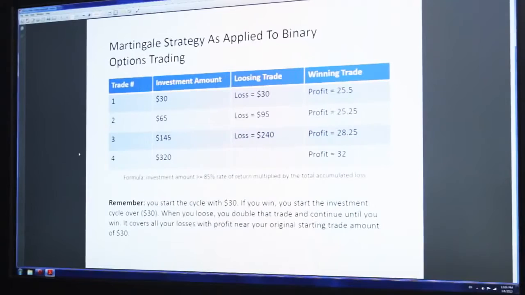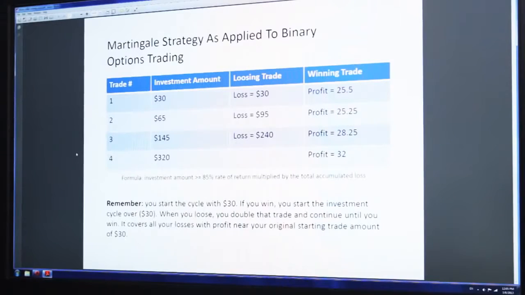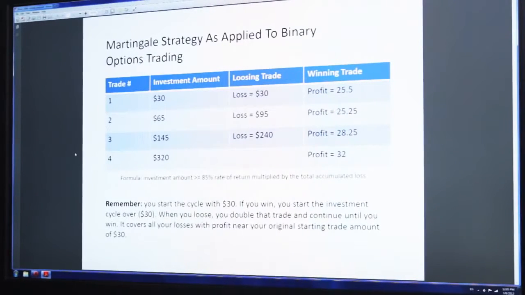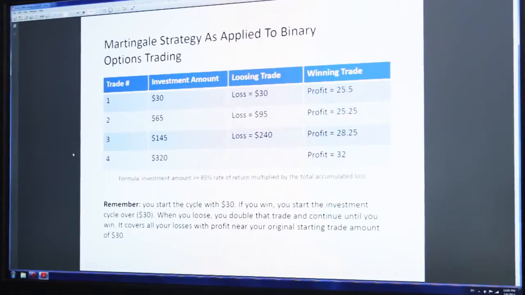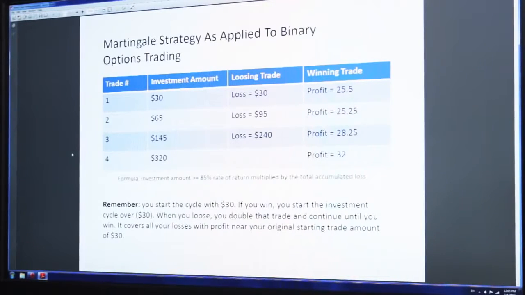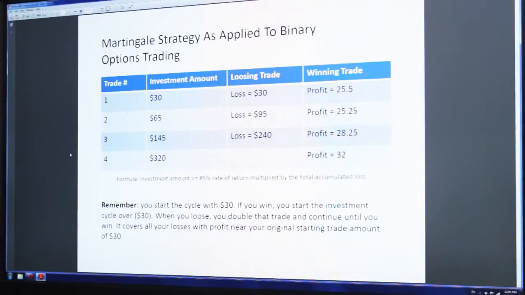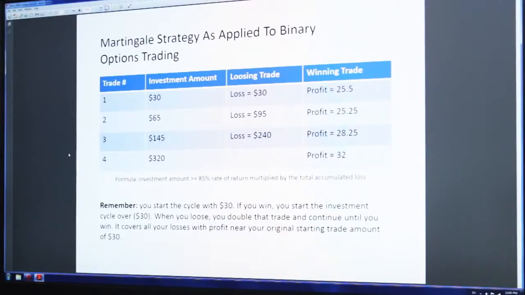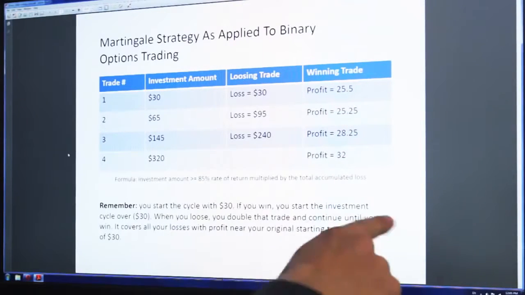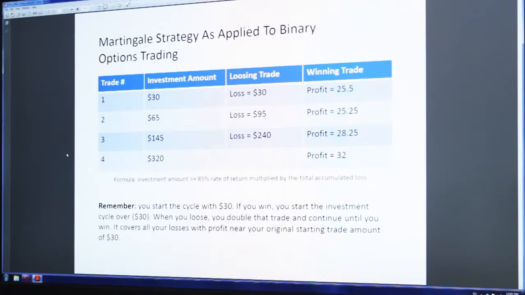If, now I mean if, in the highly unlikely event we lose again, we would need to double one more time to $320. If we win, or when we win, we get 320 times 85%, which equals $32 in profit, because it covered all of our previous losses of $145, $65, and $30. But we ended up with a profit of roughly $32, which is a little more than our initial amount. So you can see that it's quite feasible. It's quite simple in theory.